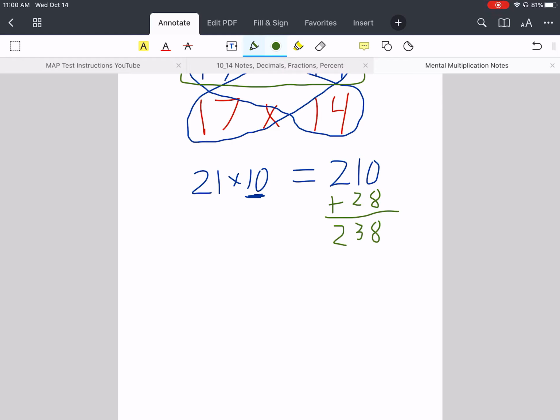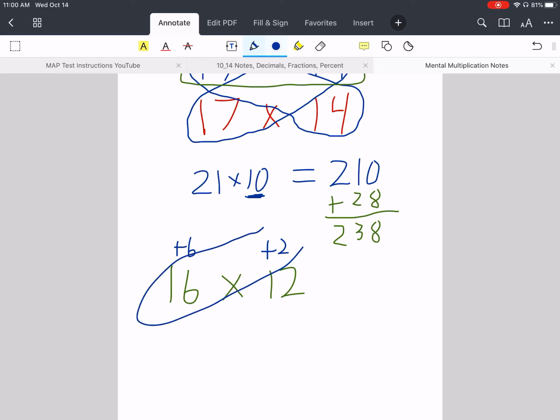So we're going to show something like 16 times 12. So whether you want to write this out or just know that our numbers are going to be plus 6 and plus 2, we can understand that by cross-adding, our answer is going to be 18. 16 plus 2 is 18. 6 plus 12 is 18. So that means we're going to have 18 times 10, which is 180.